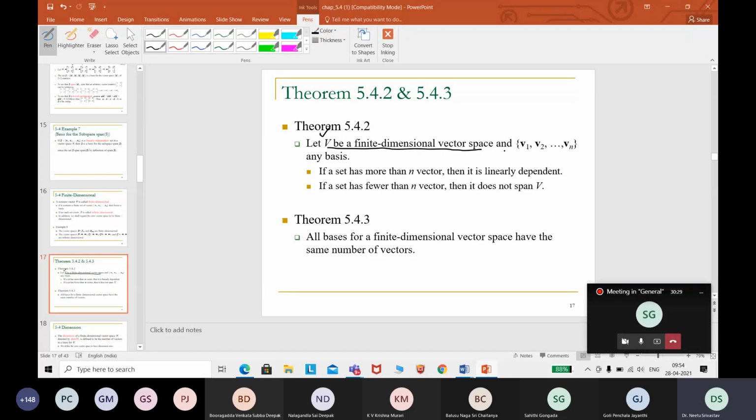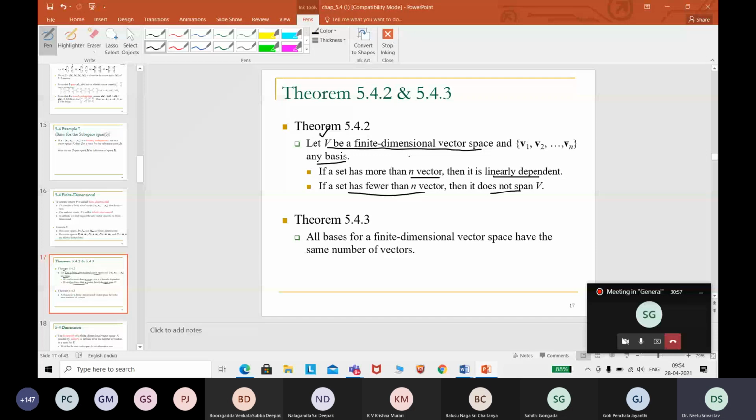So V is a finite dimensional vector space, and V1, V2, and so on, Vn is any basis here. If a set has more than n vectors, then it is linearly dependent. If a set has fewer than n vectors, then it does not span V. There are two conclusions which are drawn from this.